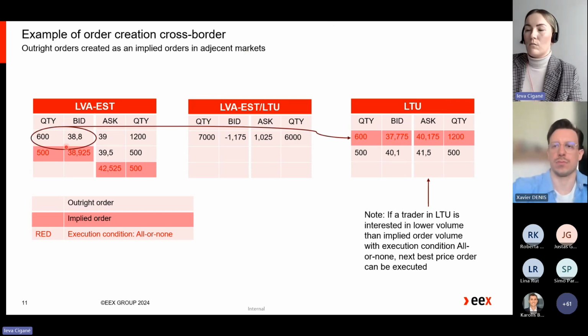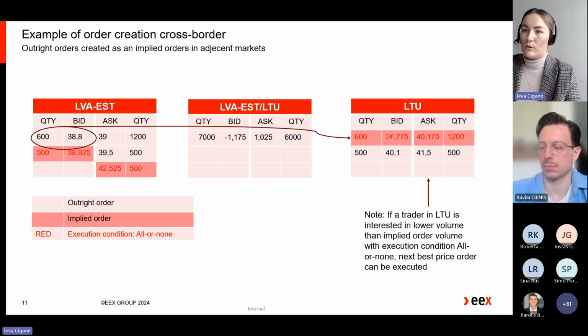If we have a trader willing to buy in Latvia and Estonia, when an implied order is created in Lithuania, the tariff is subtracted from the outright order price. So eventually the buyer would pay for the transportation.